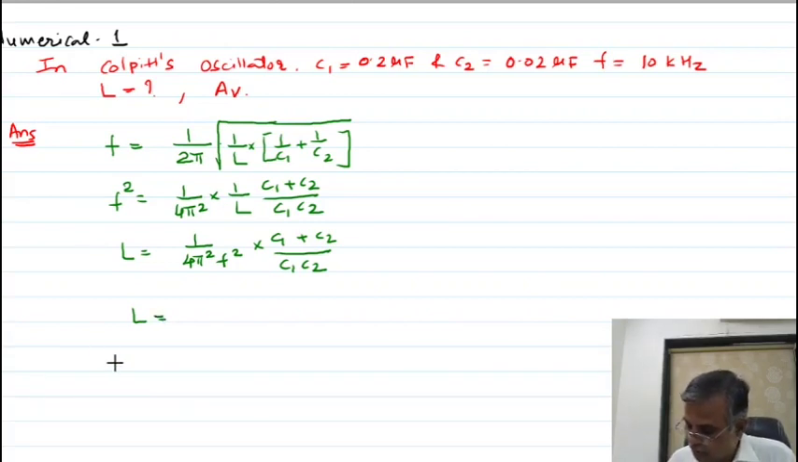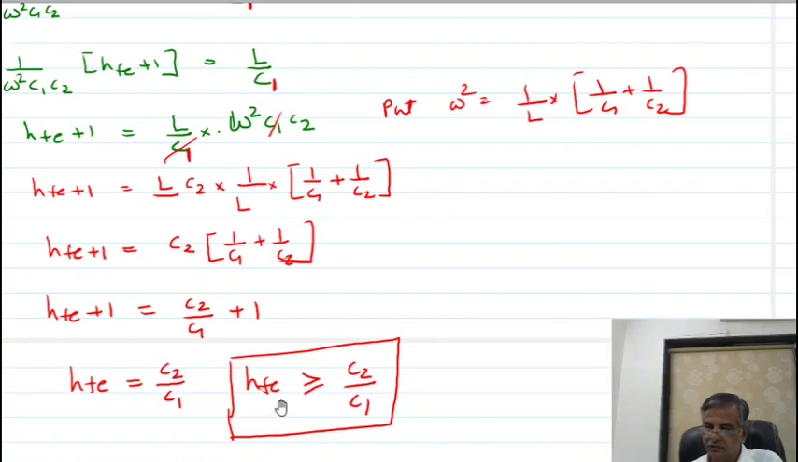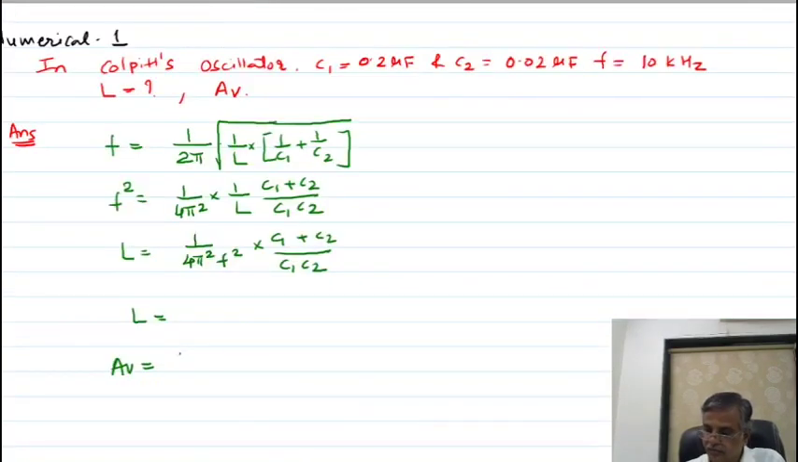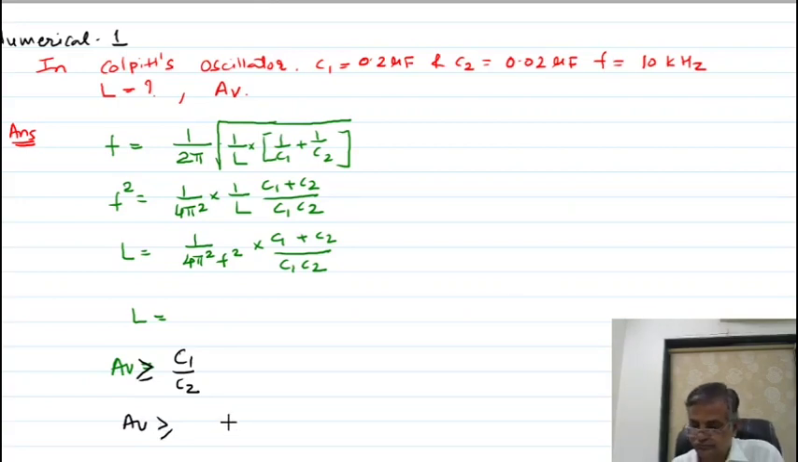Now second, what is the equation of gain? So already you have written gain should be, look, current gain. For voltage gain, remember, this should be greater or equal to C1 by C2. For current gain it should be C2 by C1. For voltage gain C1 by C2. This is numerical number 1.